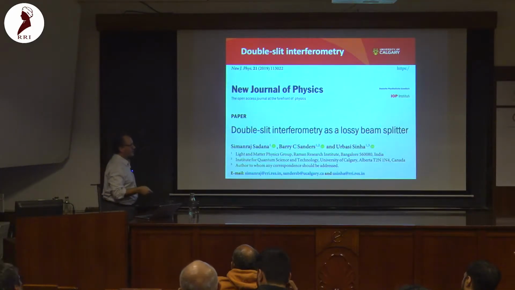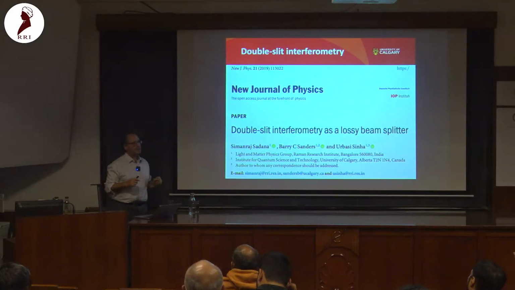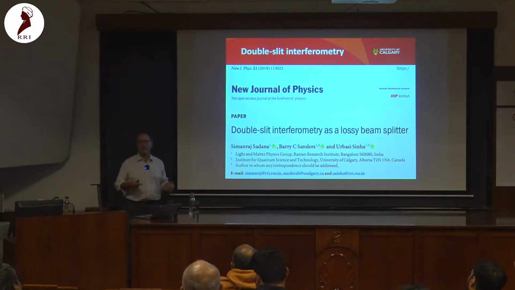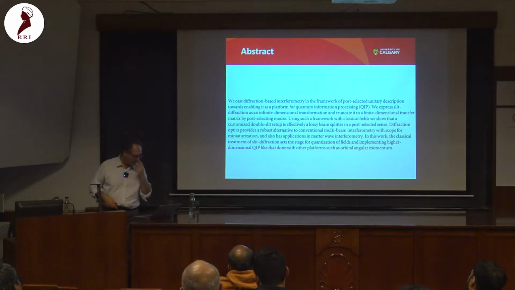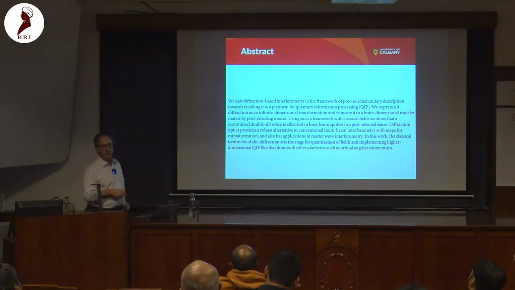So when we say lossy, in a quantum information sense, this would be called post-selected, meaning that unless you see something, you just pretend nothing ever happened. So you're really feeding in light into your system, and then you interpret based on post-selecting. So we developed the whole theory for that, and just here's the abstract for that paper. Just to make it clear, I'll grab a few lines out of there. We cast diffraction-based interferometry. Okay, so the slits are about diffracting light in the framework of post-selected unitary description.